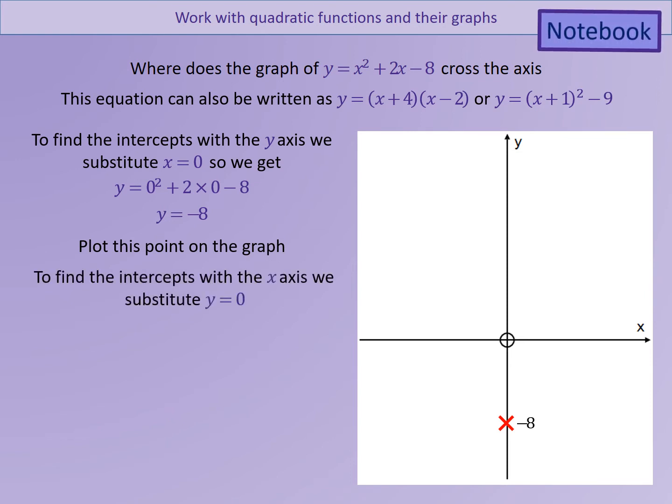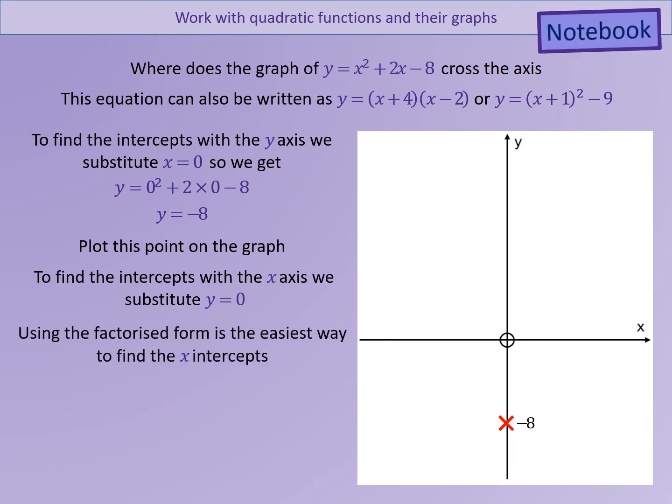Secondly, I'm going to find where the quadratic passes through the x-axis. We call those the x-intercepts, and to do that I'm going to make y equal to 0. And the factorised form is the easiest way of then determining where the x-intercepts are. So I've made y equal to 0. Here we have the factorised form. I've now got to work out what values of x would make it equal to 0.